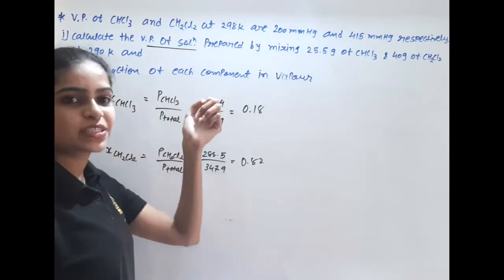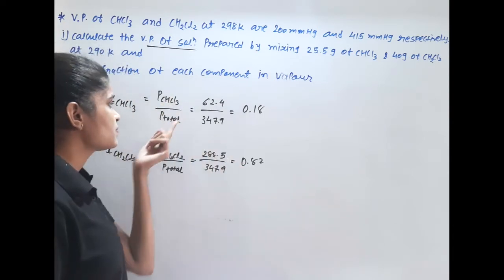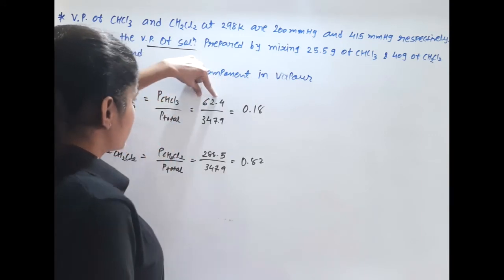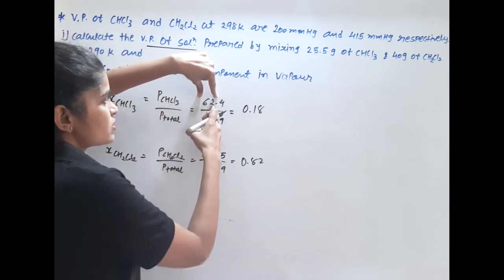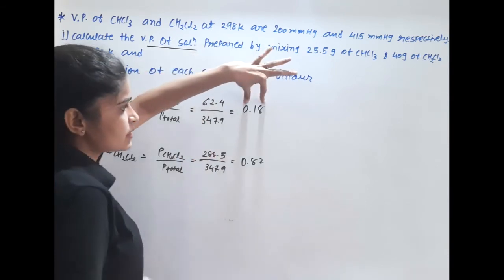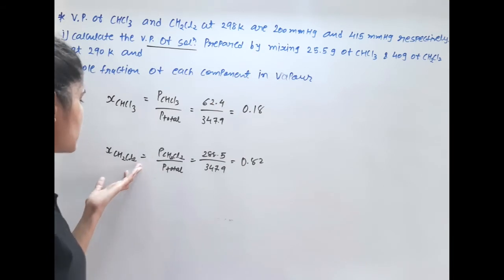Now the mole fraction of each component in vapor. In the vapor phase, the mole fraction is equal to the partial pressure upon the total vapor pressure. Earlier we found that the PCHCl3 is equal to 62.4 and the PCH2Cl2 is 347.9. It gives 0.18. Next is the mole fraction of the dichloromethane.